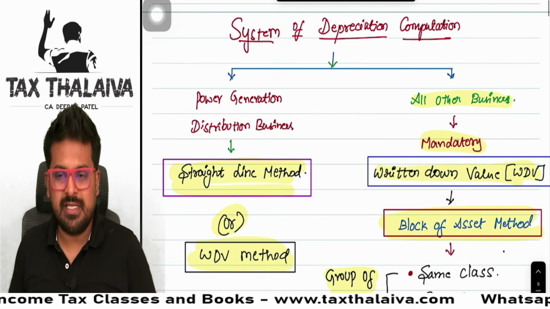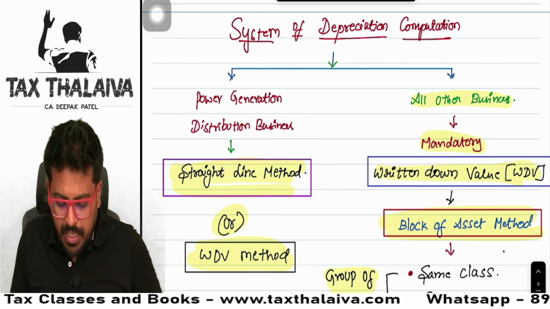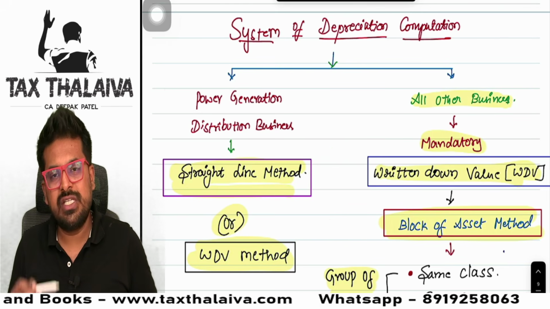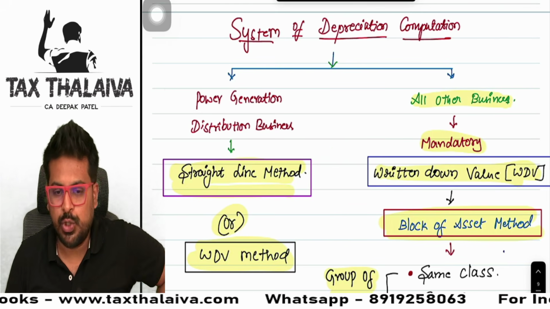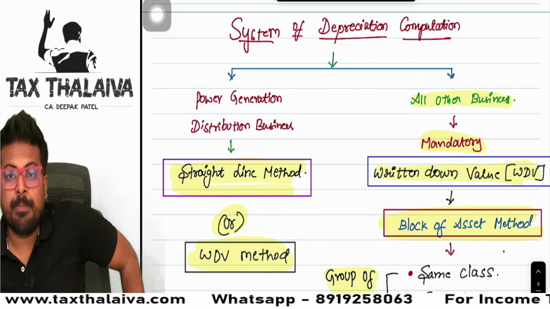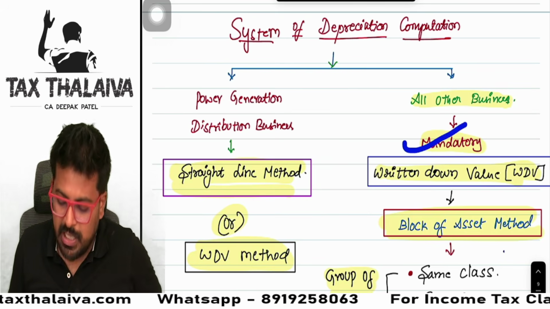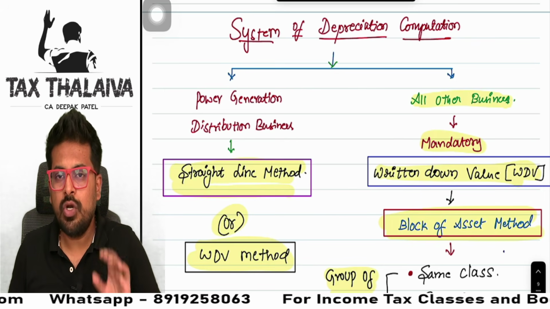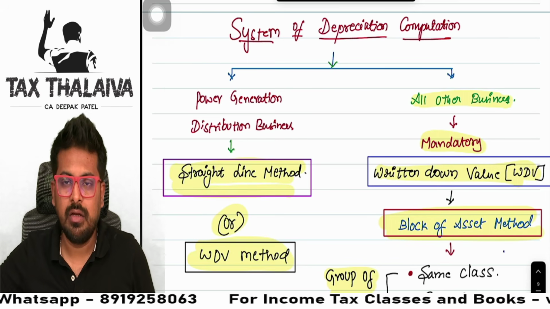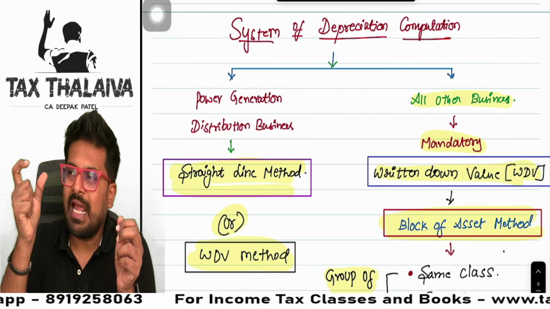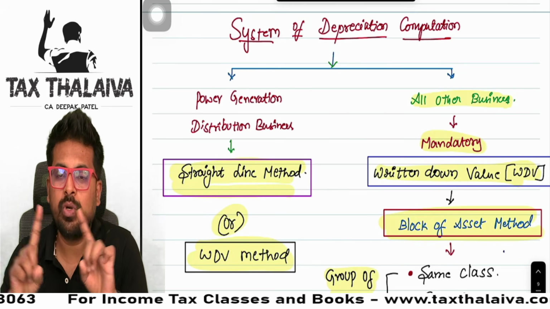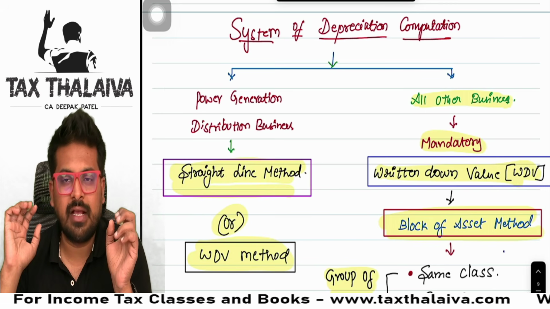So system of depreciation, I already told you. For a power generation business, SLM method or WDV method, whichever is beneficial for them, they can actually follow. But all other businesses are mandatorily required to follow WDV method. You know what? In accounting, you calculate the depreciation for each asset separately, but you cannot follow that method in income tax.